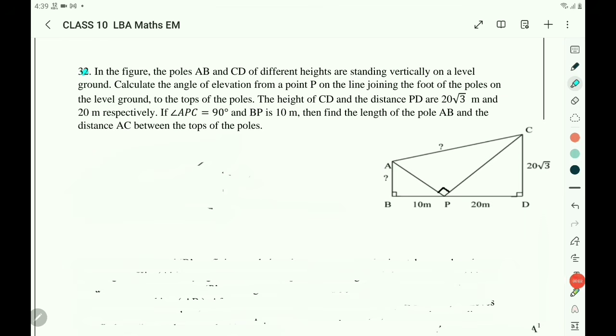Question number 32. In the figure, the poles AB and CD of different heights are standing vertically on a level ground. Calculate the angle of elevation from the point P on the line joining the foot of the poles on the level ground to the top of the poles. The height of CD and the distance PD are 20 root 3 meter and 20 meter respectively. If angle APC equals 90 degree and BP is 10 meter, then find the length of the pole AB and the distance AC between the tops of the poles.